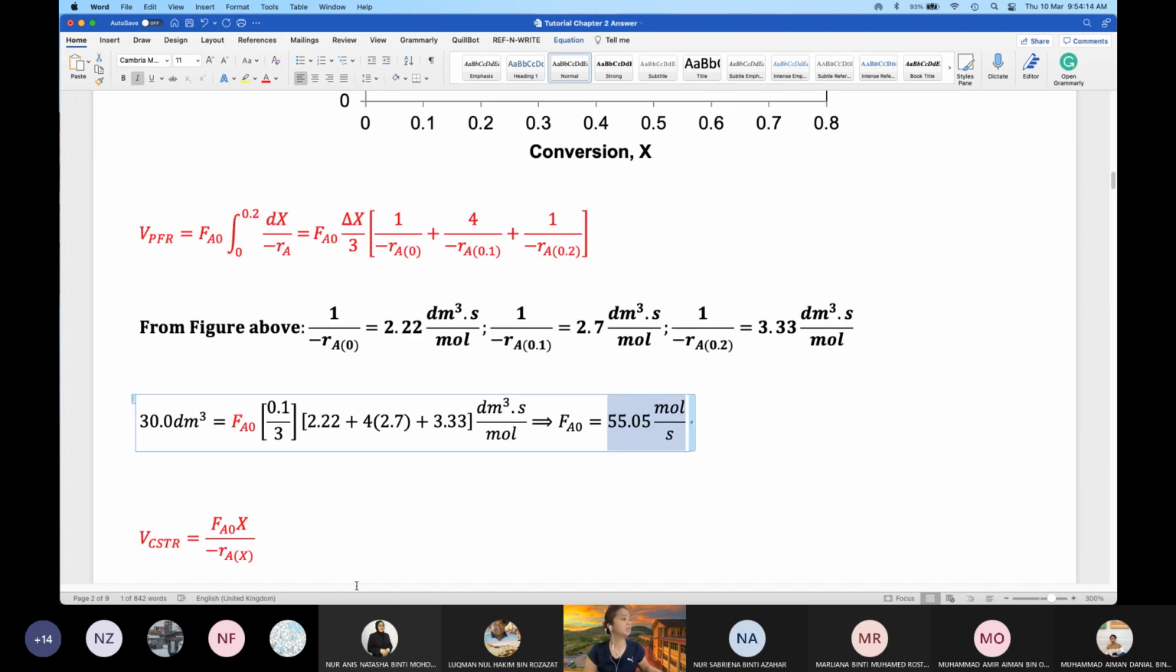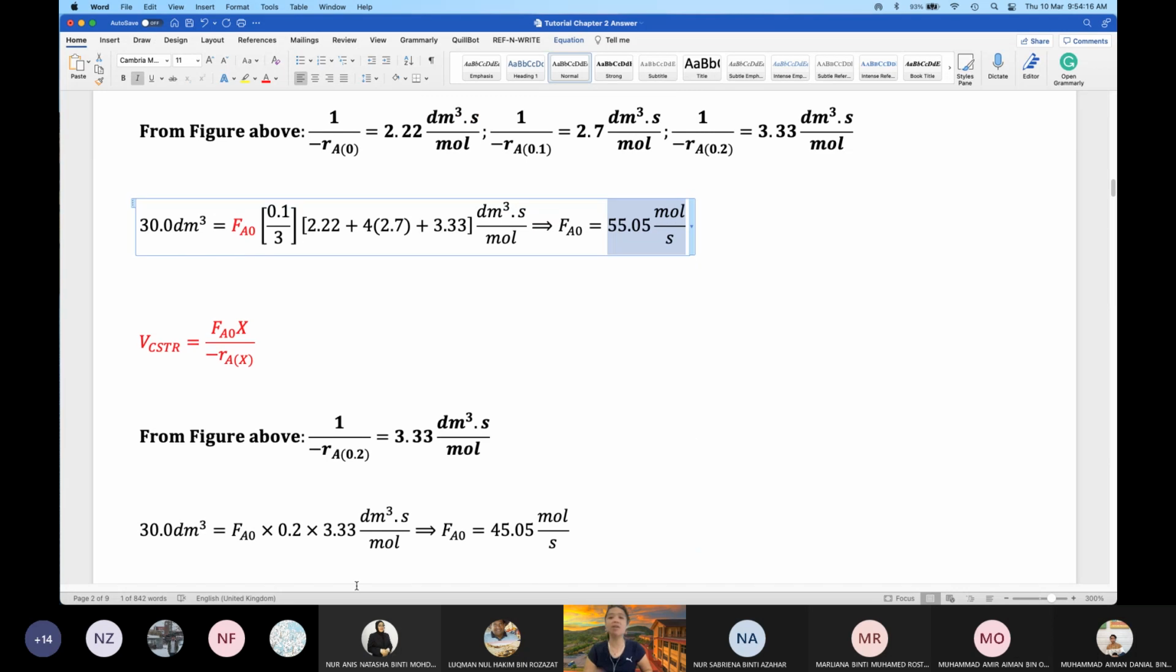Okay, so next question. CSTR. CSTR lagi senang because the equation is so much easier. So for CSTR, design equation dia, kamu kena ingat, dia start dengan design equation dia. So design equation dia, volume CSTR equals to FA0 multiply with X divide dengan minus RA at your X that you want to find. Okay, so dalam soalan ni, volume CSTR dia dah diberi 30. Same volume as the PFR, 30 dm cube.